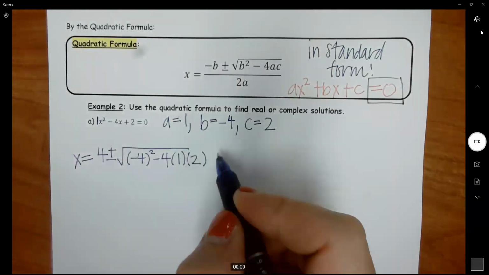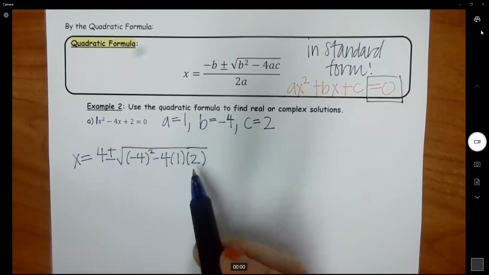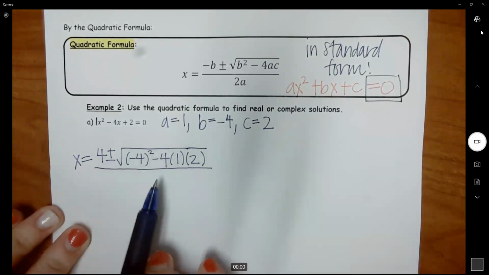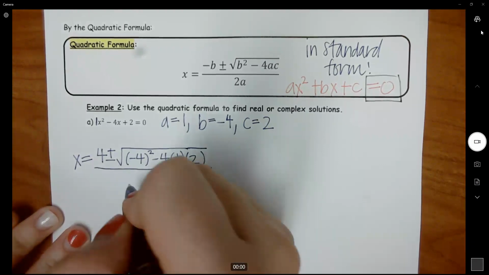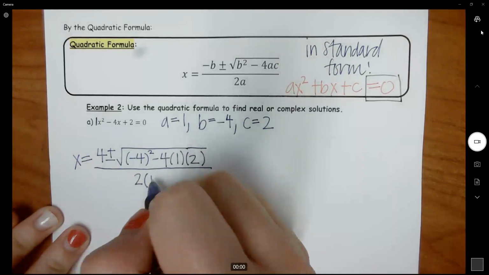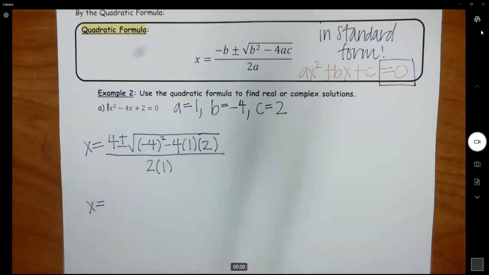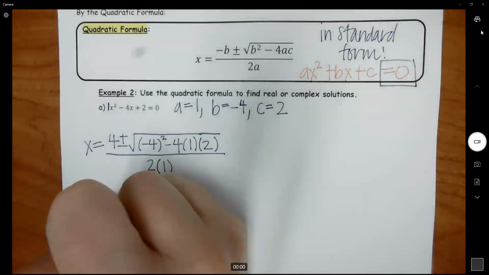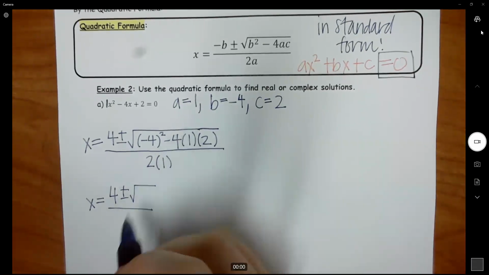And I'm going to extend that bar over because the quadratic formula says the square root of all of this. And then it is all over 2a. So not just the square root, but the 4 and the plus or minus. It is all over 2 times a, which is still 1. Okay, so let's simplify now. When I simplify, I've got 4 plus or minus. I'm going to have the square root of something. We're going to figure out what that something is. And then 2 times 1 gives me 2.